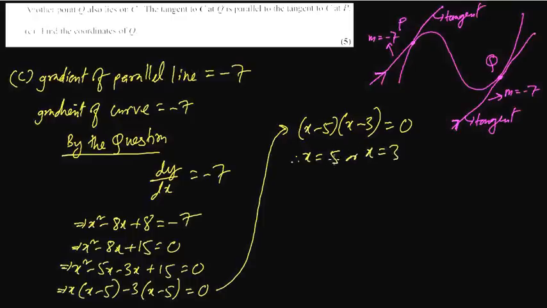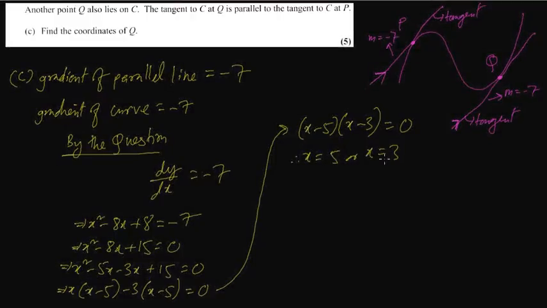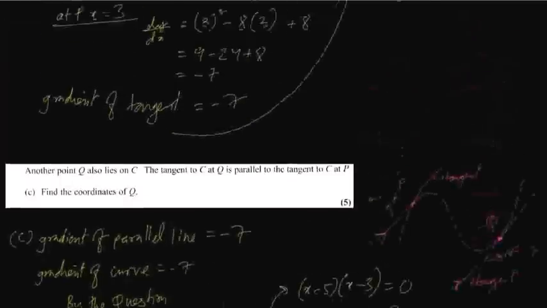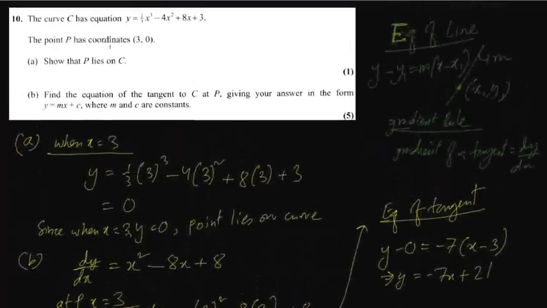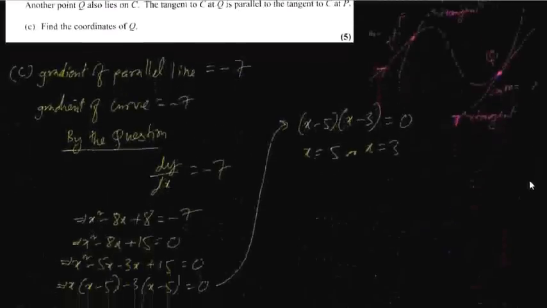Now we have two values of x. How do you know which one? Remember, both the tangents have the same gradient, minus 7. So the two values represent two points. One must be P and the other must be Q. Now we already know that the x-coordinate of P is 3. If you check, it's given that P has coordinates 3, 0. So the x-coordinate is 3. So the other, x equals 5, must be the x-coordinate of Q.